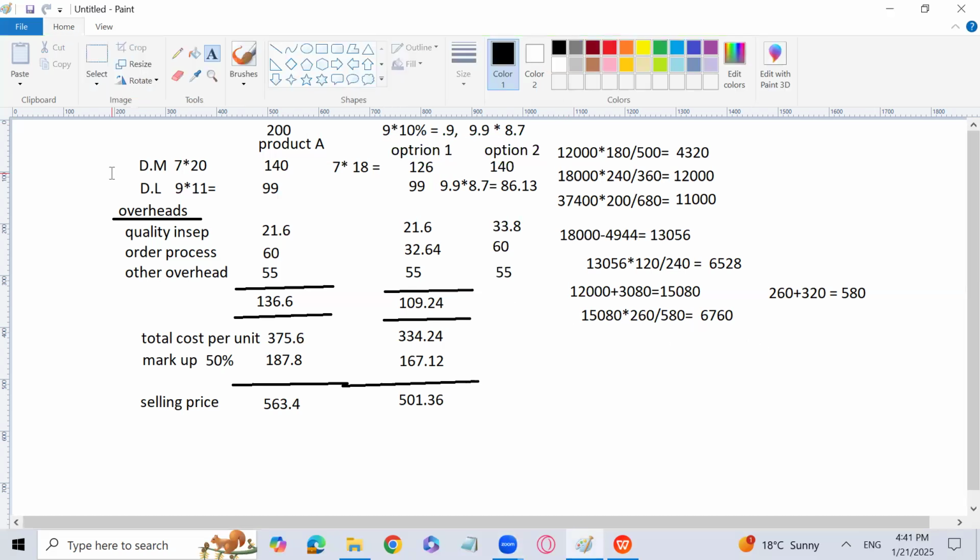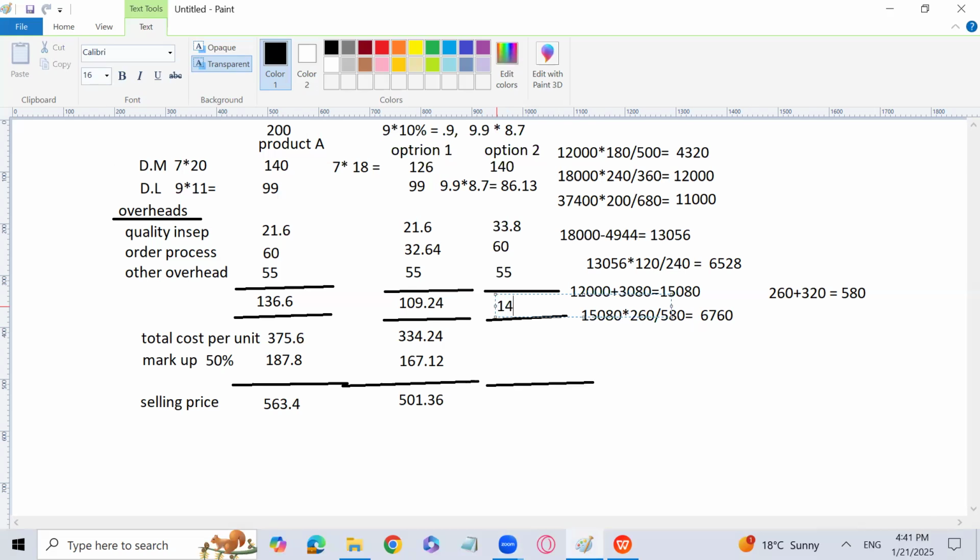Let's see the calculation. So let's go for the total now for the overheads, and then we will go for the selling price. So 33.8 plus 60 plus 55, how much it becomes? 148.8 plus 140 plus 86.13, 374.93, 50% will be the markup, 187.47, 562.4. So it clearly suggests that we should go for option 1.